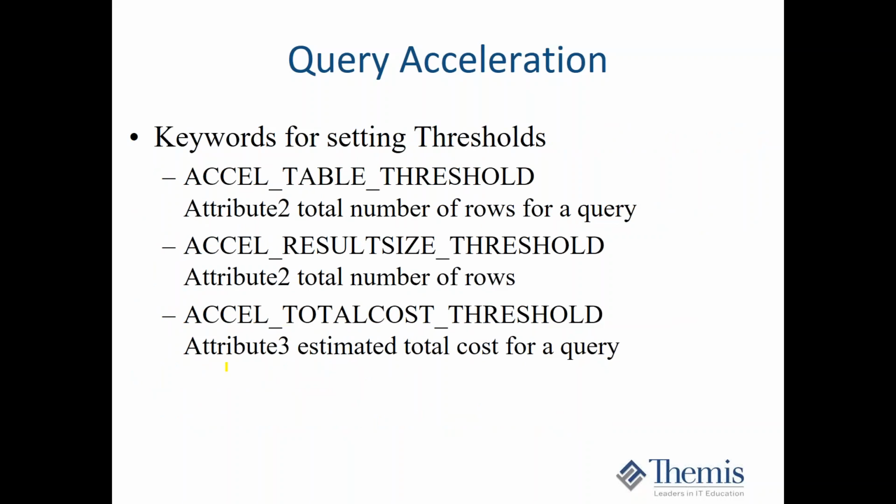Same thing if you're setting up the size of the table that you're going against. You're going to throw it over to the accelerator, or the assumed result size in the prepare. Oh, it's going to be big, so it's going to go to the accelerator, or the estimated cost during the dynamic prepare. It's going to throw it over to the accelerator. So these are the thresholds you would have IBM help you set for the analytic accelerator.